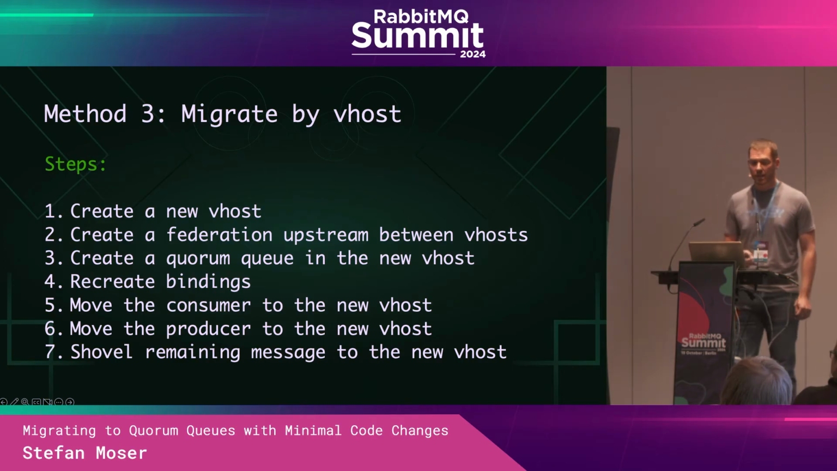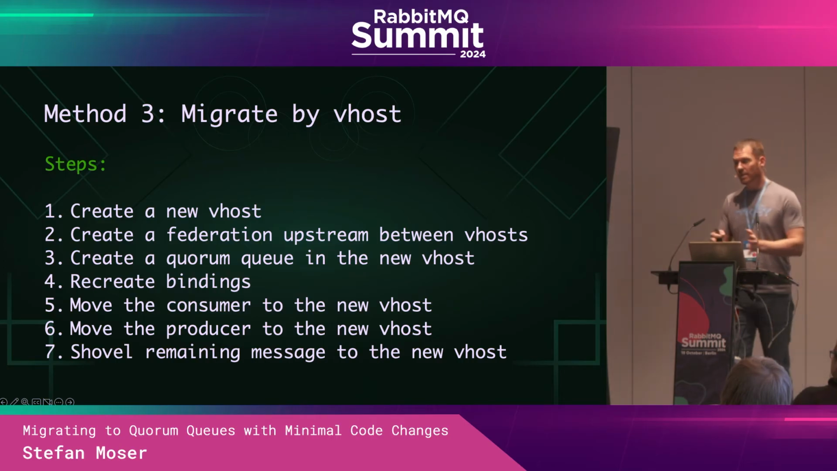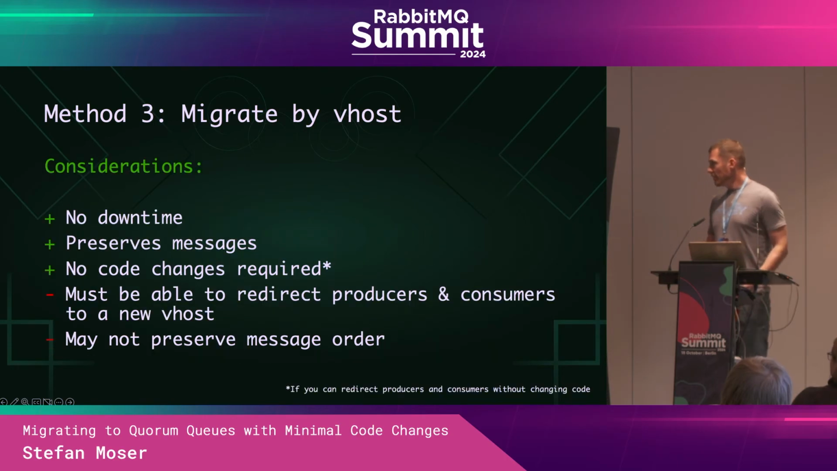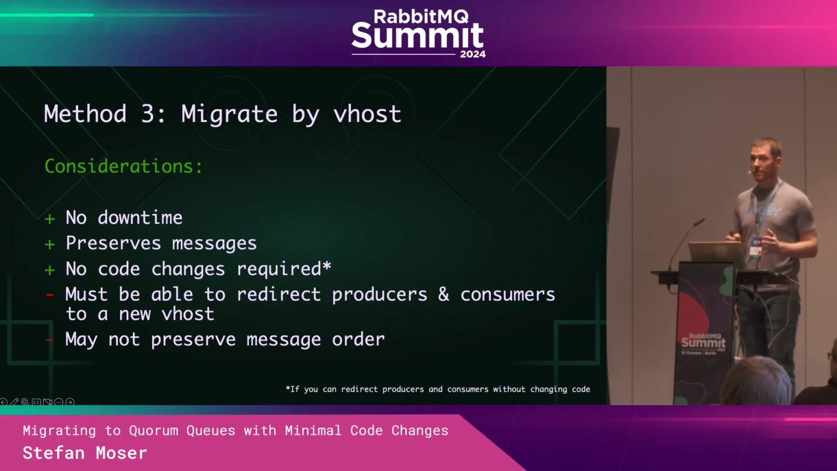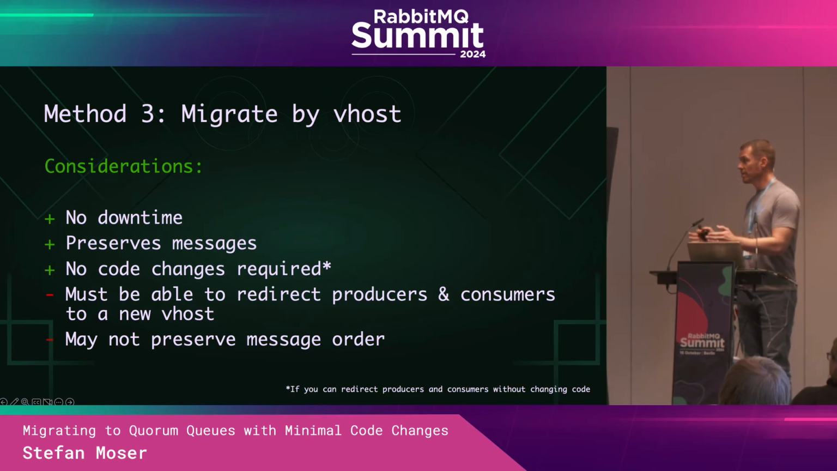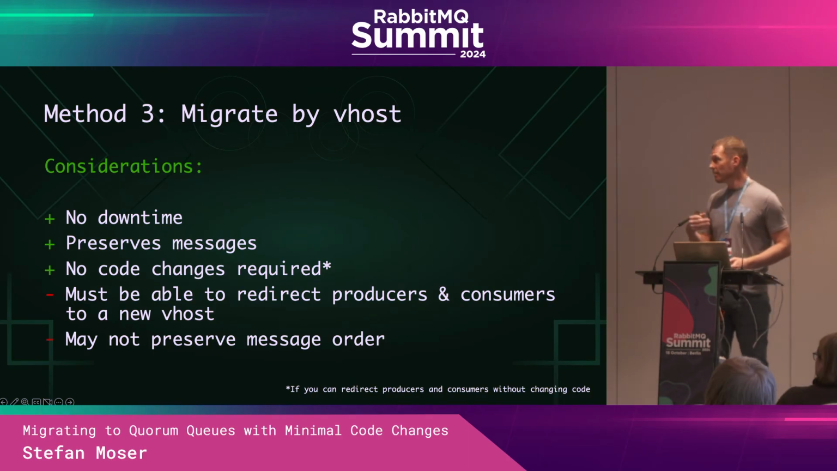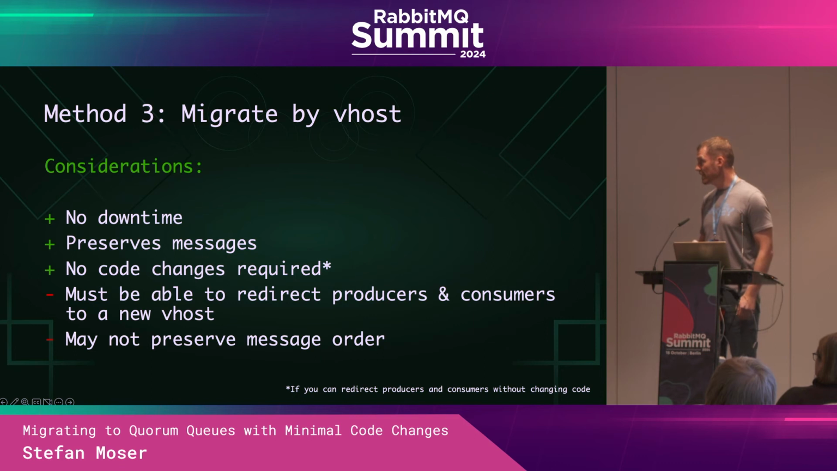recreate all the bindings. Then at this point, we can point the consumers over first, point the producers over second, and shovel any remaining messages. So this one doesn't require any downtime. If you can point your consumers and your producers and redirect them over to the new vhost without bringing them down, then you can accomplish this without downtime.